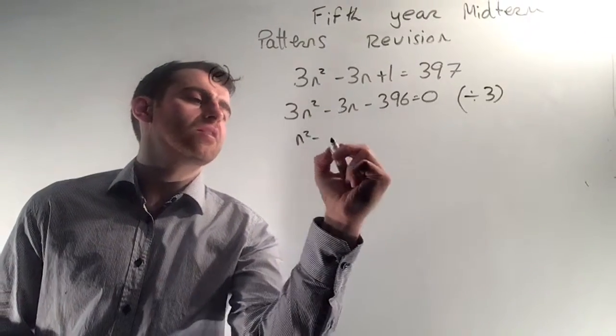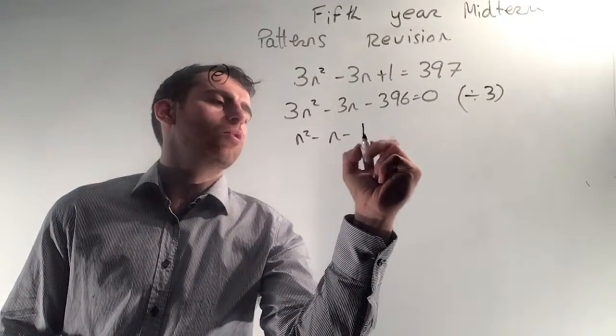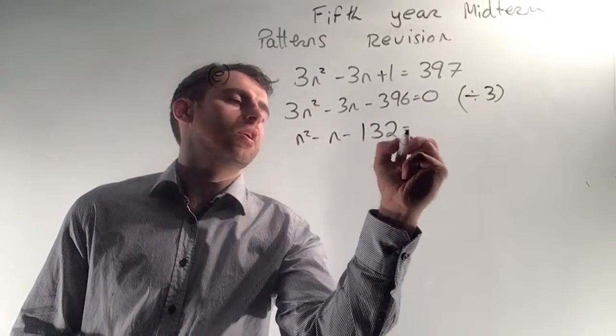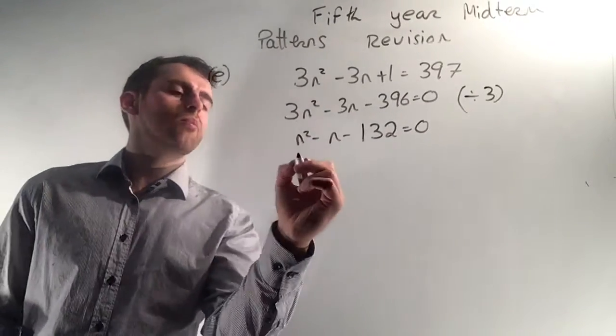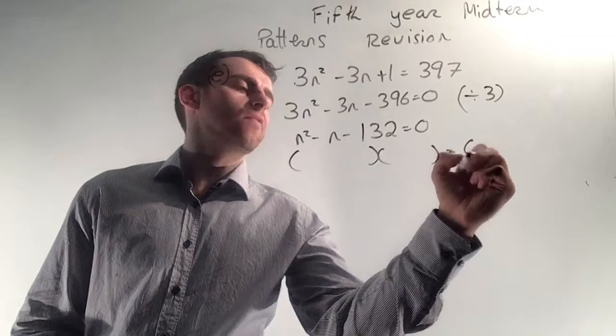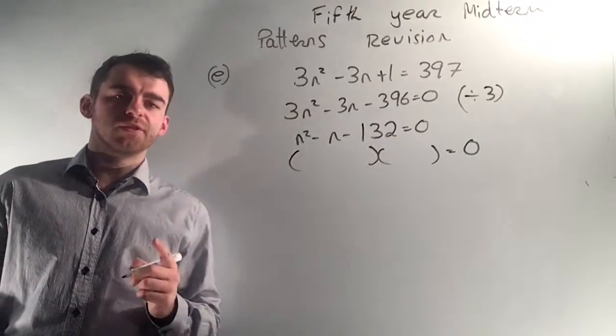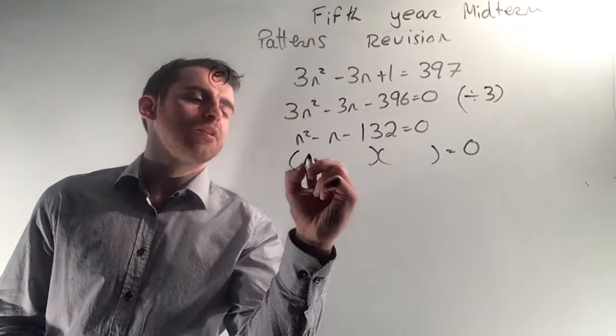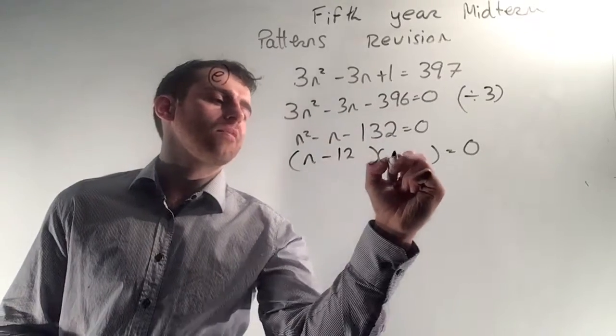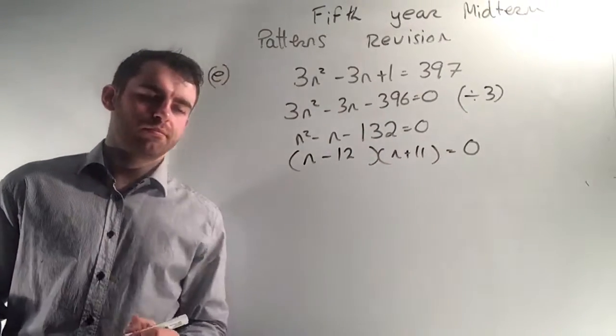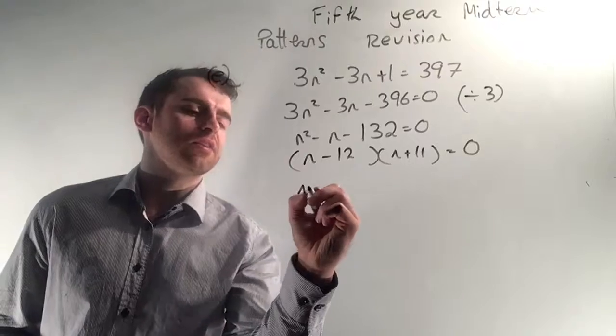In which case you'll get n squared minus n minus 132 equals 0. And when you factorize this, the factors of 132 that have a difference of 1 are 12 and 11. So you get n minus 12 and n plus 11. Now clearly I need to solve this, I need to continue on.